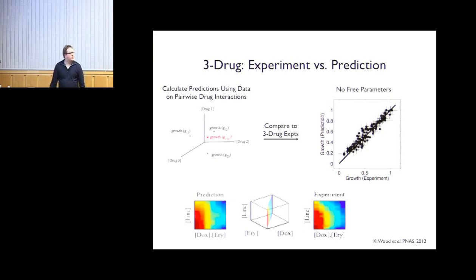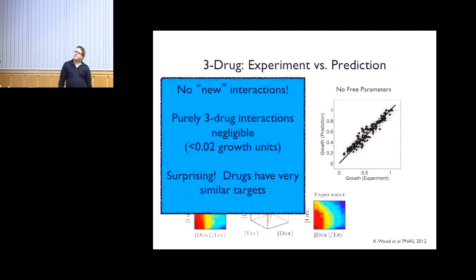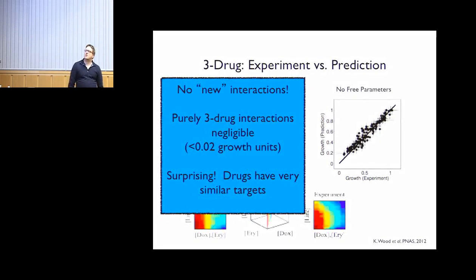We were very surprised by this because we put these three drugs together that all interact in pairs, and we thought they would interact even further when we put them all together because they have similar binding sites. In terms of growth units, you can quantify this in various ways, including one based on information theory and maximum entropy distributions. I think a simpler way for a lot of people is in terms of relative growth units, it was 0.02, so it was very small. And so we were surprised, like I said.